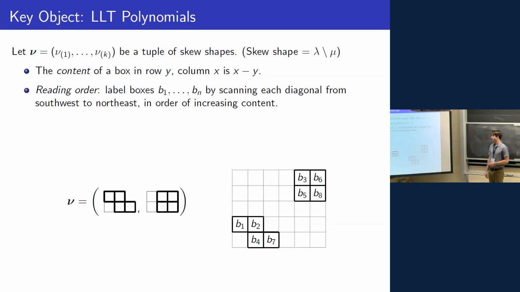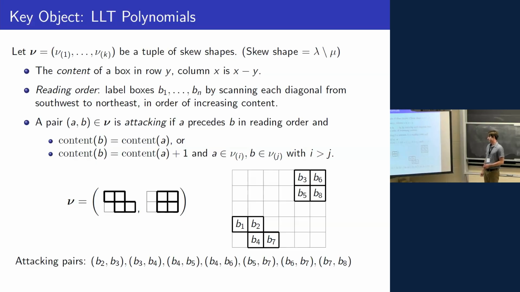And then I'm going to put a reading order on them. The way this is going to work is I go diagonal by diagonal in order of increasing content and read from the bottom left to the top right. So here, I hit B1 first, go up, then come back down to the next content diagonal, B2, B3, come back around, 4, 5, 6, 7, 8. Okay.